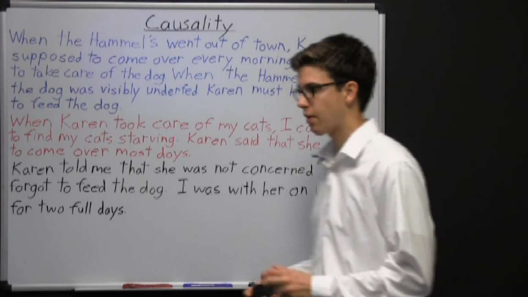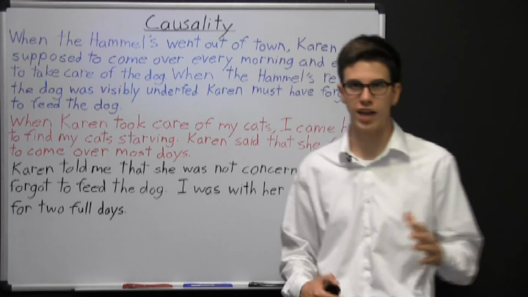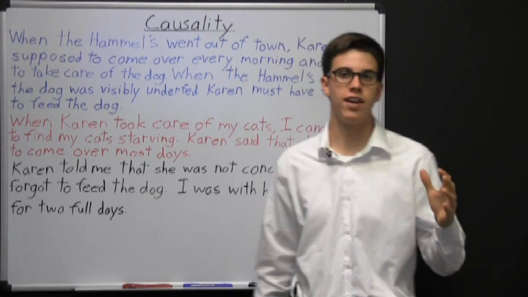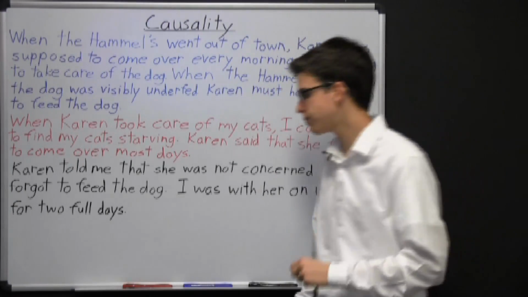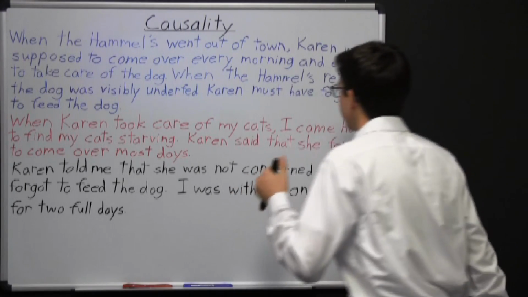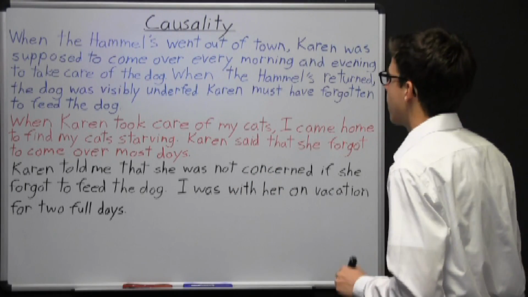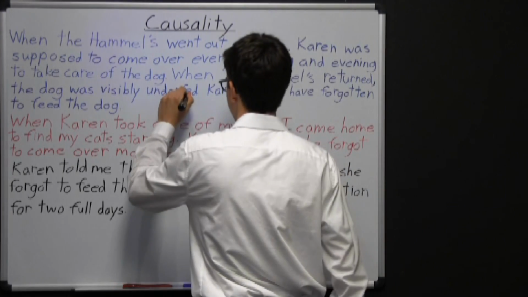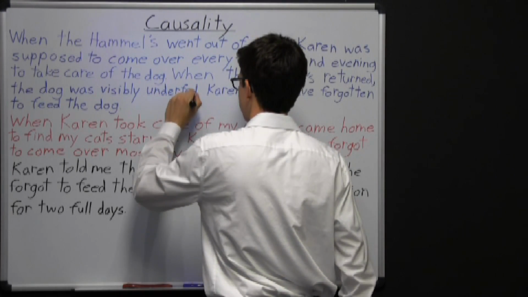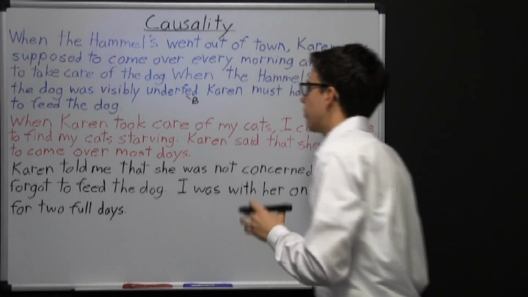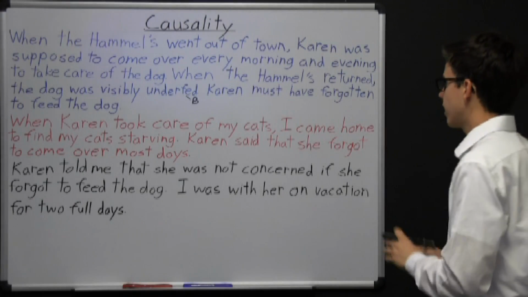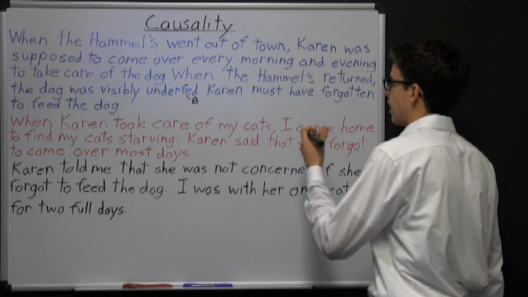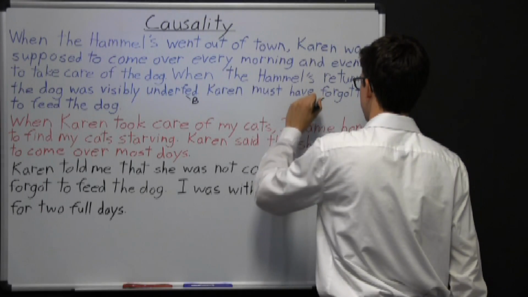So causality is about relationships, a relationship between A and B. So B is the event that we know occurred, and A is the event that is believed to have caused B. So in this case, the event that we know occurred is the fact that the Hamels' dog is underfed. So this is B. So the question is, what caused B? Right now, it is believed that it's because Karen forgot to feed the dog. So that is A.